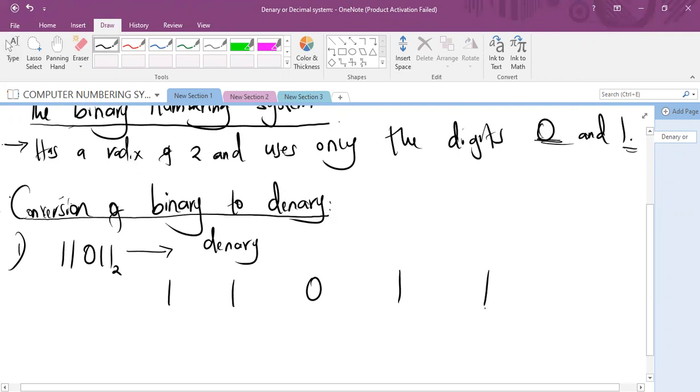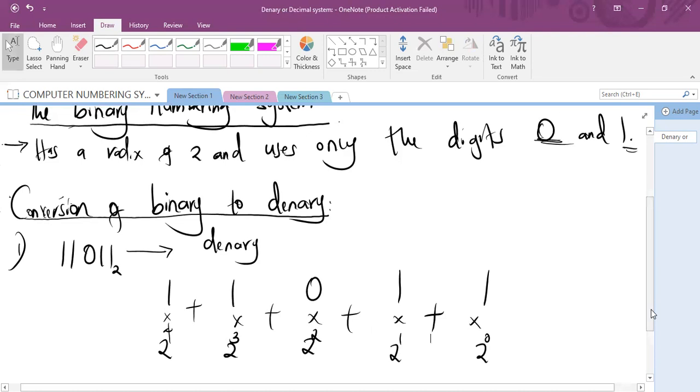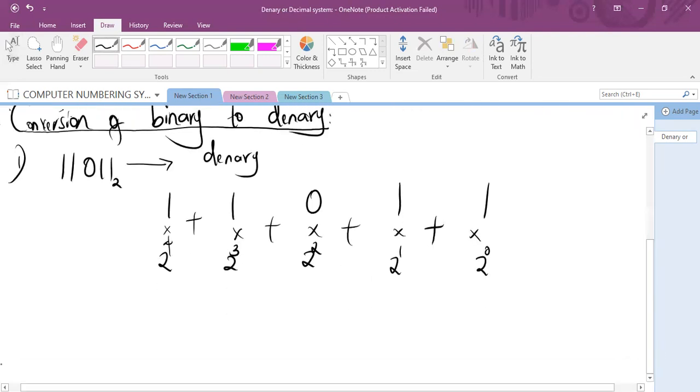Then this last term, it depends, are you looking at it as first or last? You multiply it with 2 raised to power 0, this one with 2 raised to power 1, 2 raised to power 2, 2 raised to power 3, 2 raised to power 4. So this is basically how you carry out this: multiply, and then add them all up together to get the value of your answer in the denary form.